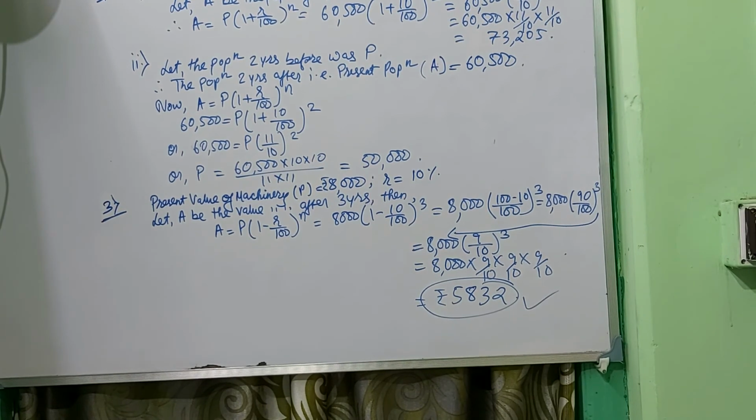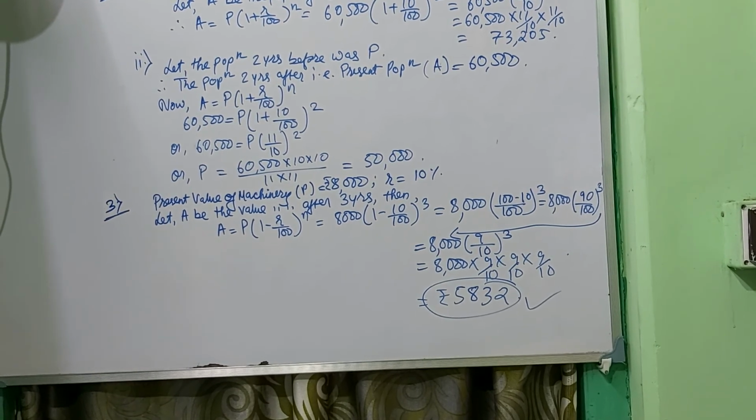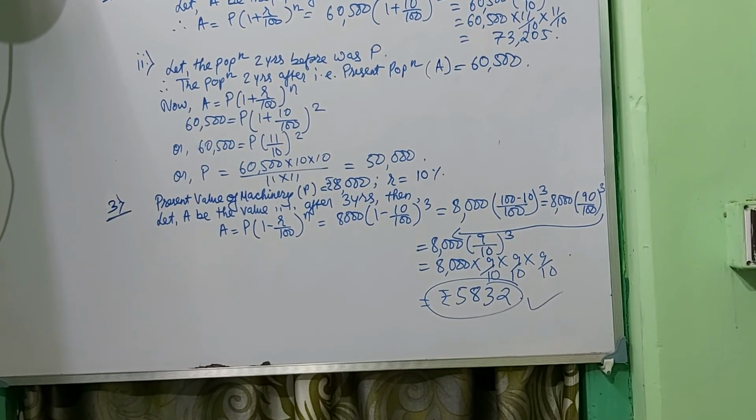And this is the conclusion of the compound interest chapter. In my next class I will discuss annuities, and again I will solve these two which I have given you as the homework.